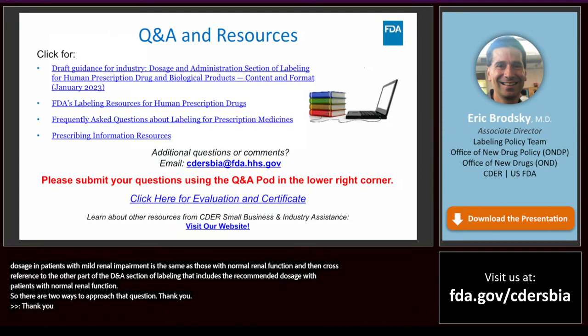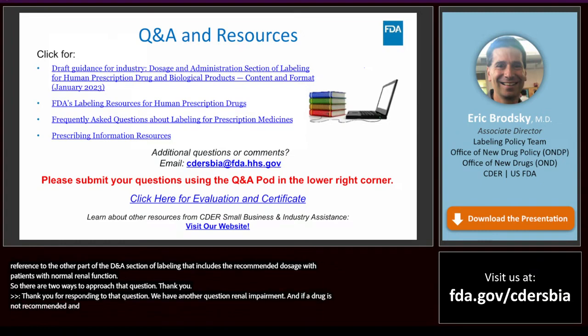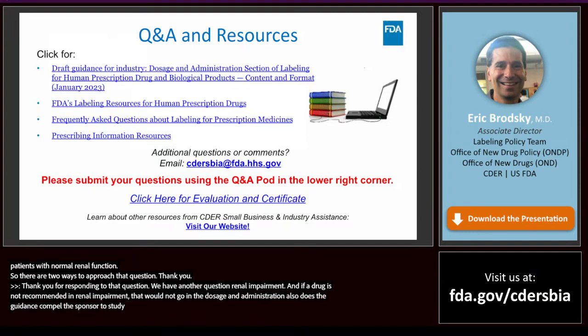We got another question related to renal impairment, and here's the question. If a drug is not recommended in renal impairment, that would not go in the dosage and administration section since there are no recommendations for dosage modification. Is this correct? Also, does the guidance effectively compel the sponsor to study all groups of renal and hepatic impairment, or can we use the phrase "not been evaluated and therefore is not recommended"?